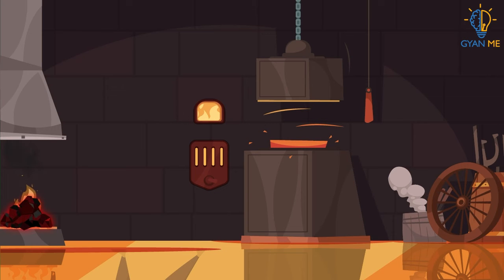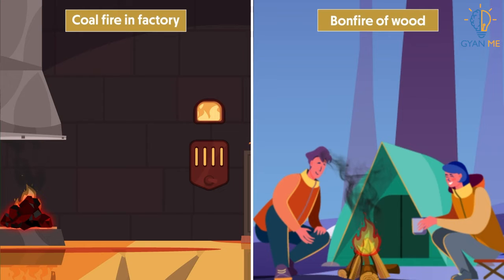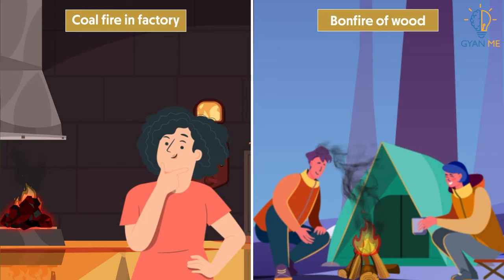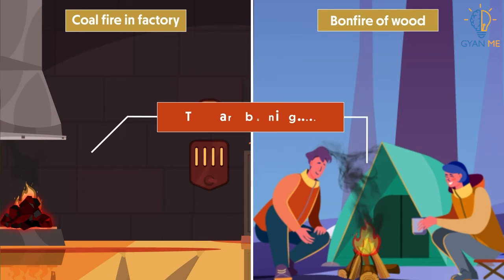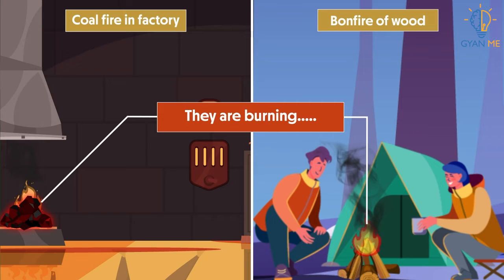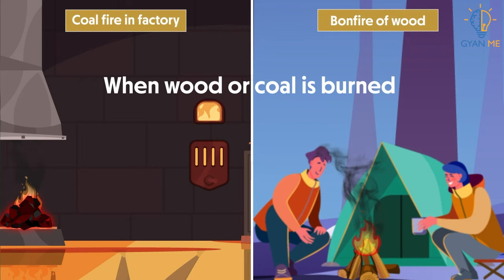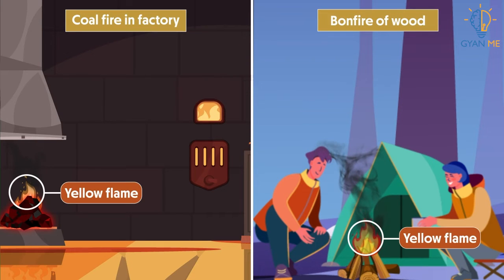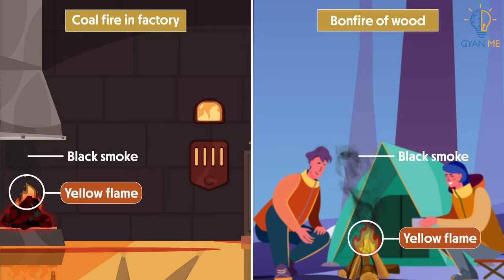Have you ever observed either a coal fire in factories or a bonfire of wood? What is the first thing that comes to your mind? Yes, we say that they are burning. However, the question is, what happens at the beginning of the burning of wood or coal? When wood or coal is burnt, it initially ignites with a yellow flame and also produces black smoke, isn't it?